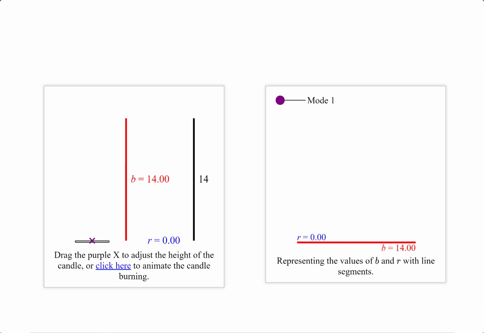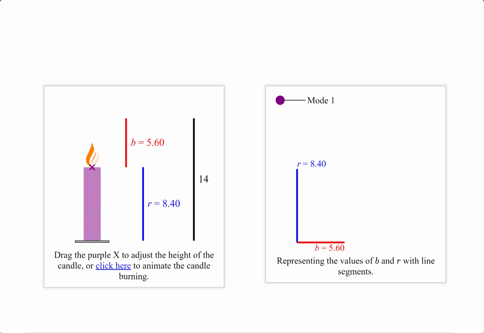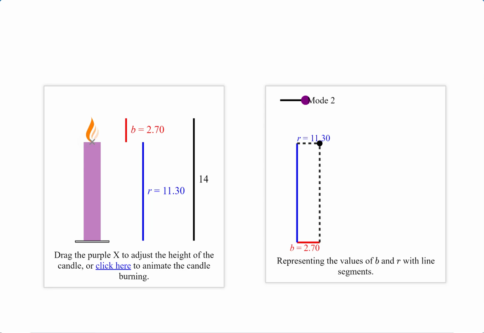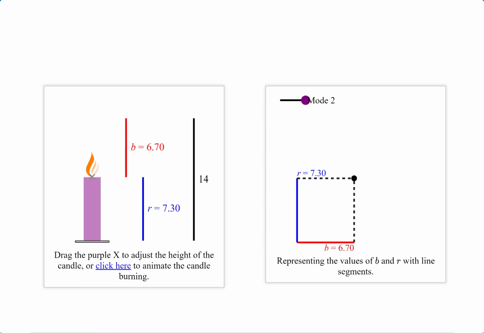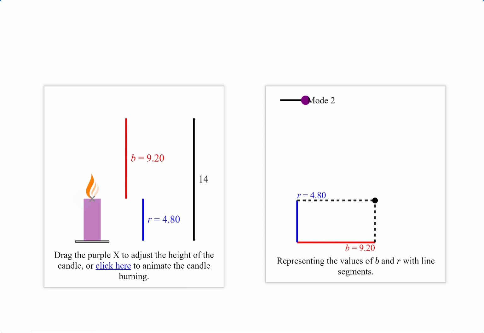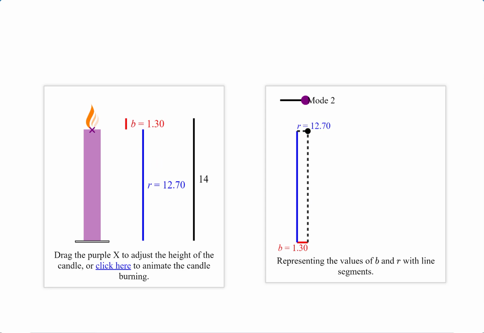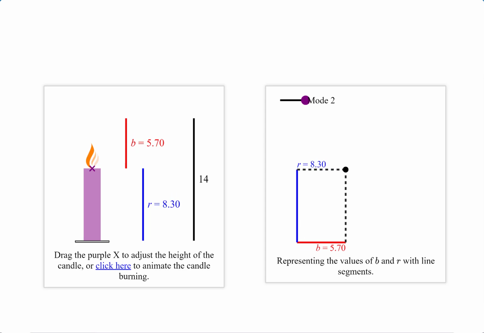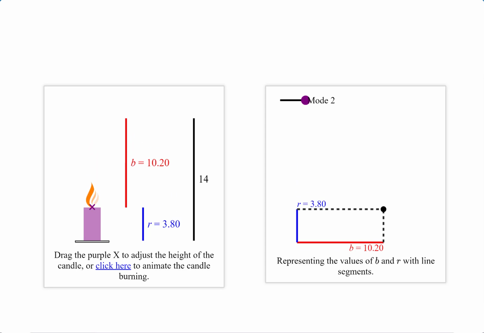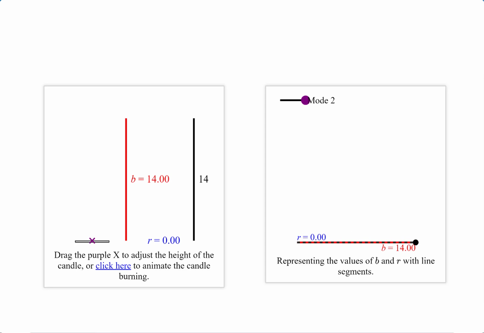So as the candle burns, b gets larger, r gets smaller, but now we have them perpendicular to one another. So to coordinate these two quantities, what we'll do is take a point and we'll place it so that its horizontal component lines up with the value of b, and the vertical component lines up with the value of r. So notice that as the candle burns, that point moves so that its horizontal component gives us the value of b, and the vertical component gives us the value of r. So as the candle burns, it looks like the point is moving downwards and to the right, but that's because b is getting larger and r is getting smaller.